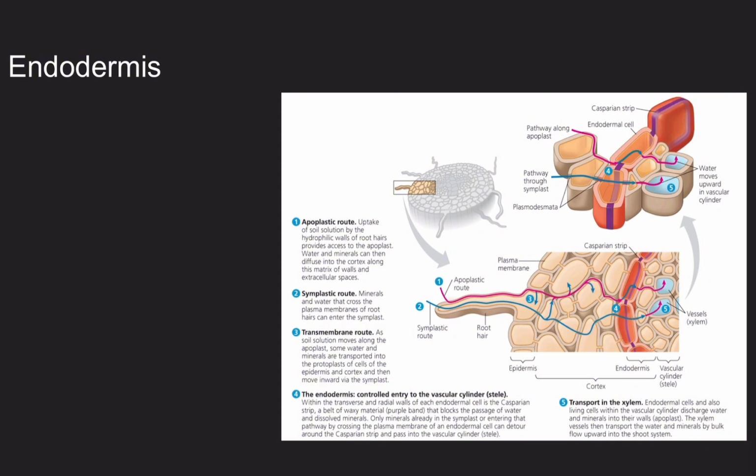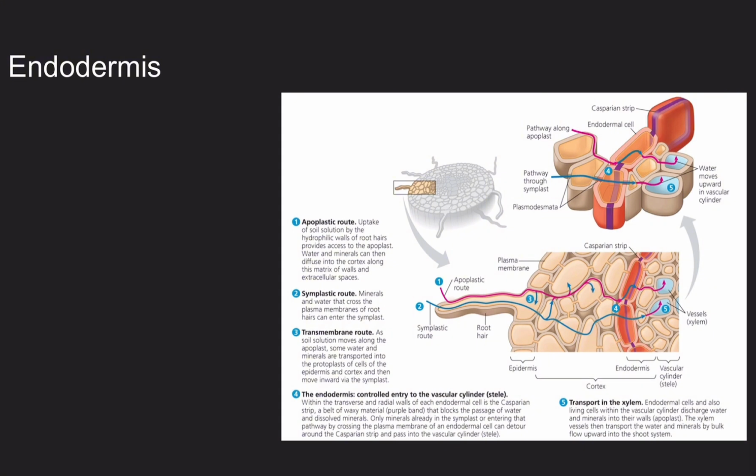There is the apoplastic route, which is an uptake of soil solution by the hydrophilic walls of root hairs to provide access to the apoplast. Water and minerals can then diffuse into the cortex along this matrix of cells and extracellular spaces. And then there is a symplastic route. Minerals and water that cross the plasma membrane of root hairs can enter the symplast.